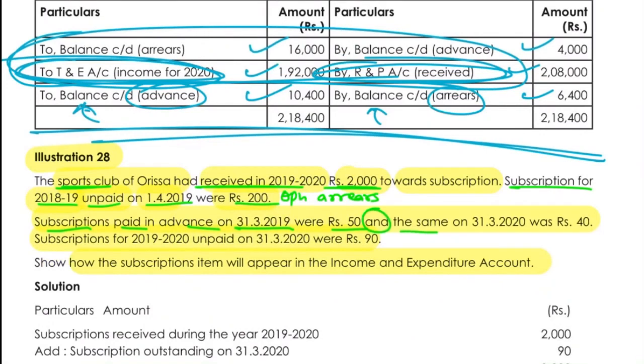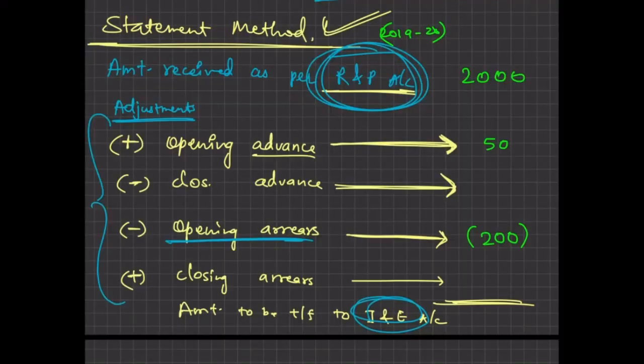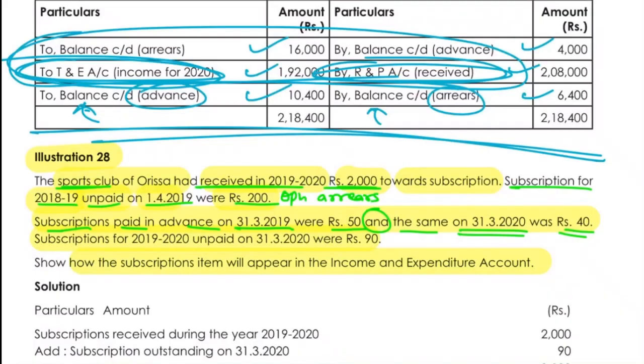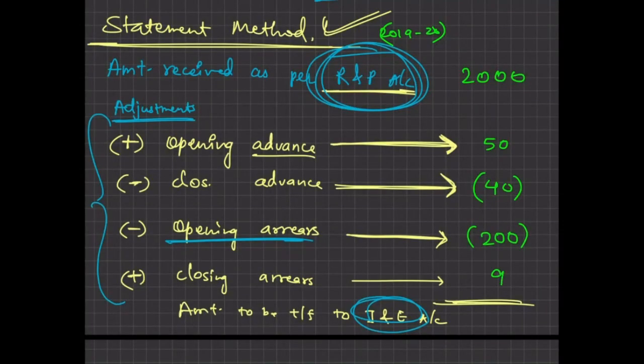And the same on 31st of March was 40. So the closing advance was 40. This is not of the current year, so we have deducted that. Subscription for 1920 unpaid on 31st of March 2020 was 90. This is the current year arrears of 90. That is the income of the current year but not received. So I have put all the figures.